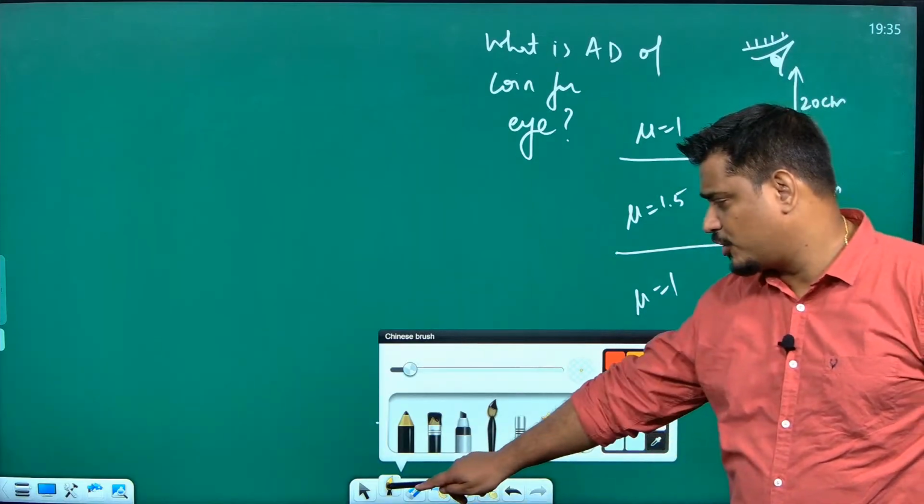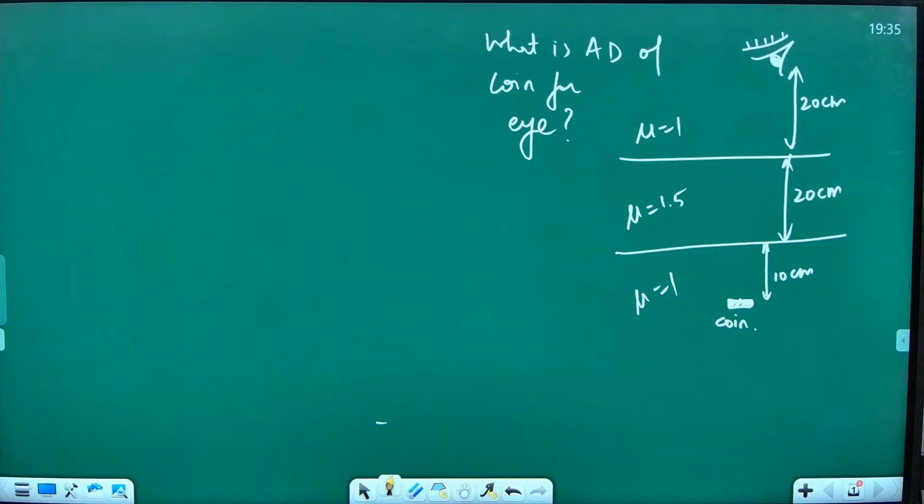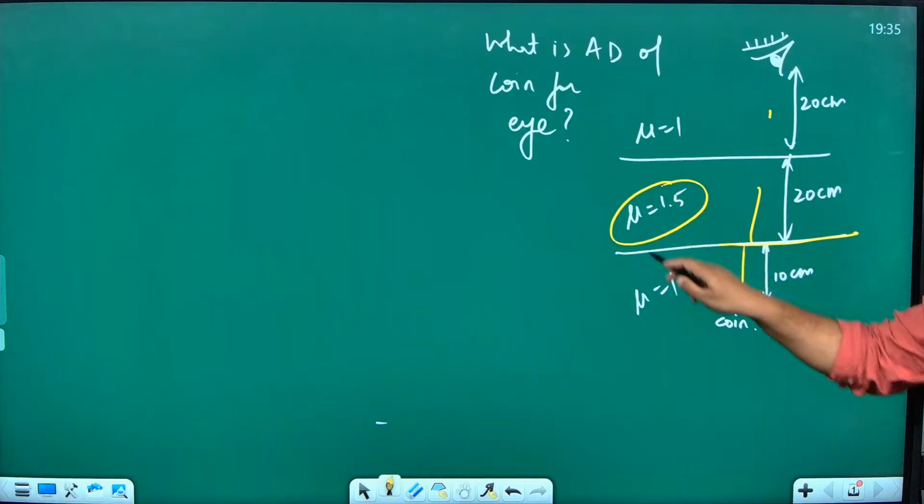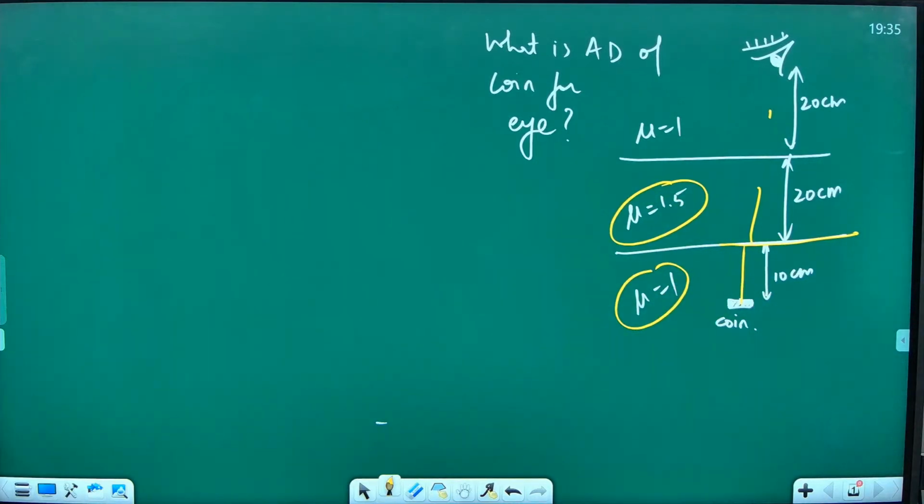Just a hint for some people who are struggling. First, we will take this interface and find the apparent depth. So, first what will happen, light will start from here, isn't it? It will go to this medium first, then only it will go to this medium. So first we will find for this interface, 1.5 and 1, what is the apparent depth? How much are you getting? 15. Let us check that.